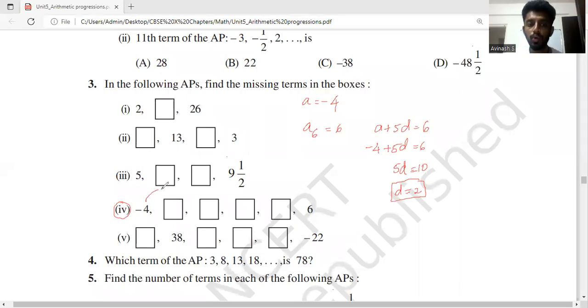So when we add 2 to -4, we get -2. Again, when we add 2, we get 0. Again, when we add 2, you get 2. Again, when you add 2, you get 4. I'm not writing them as steps. Of course, the steps will be like this.